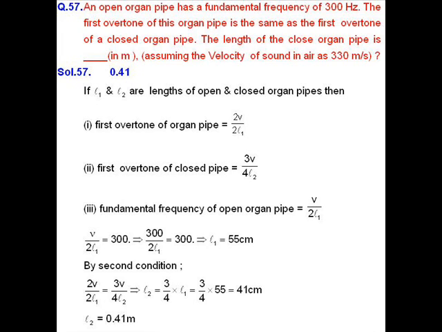By the second condition, for the first overtone of a closed pipe, 2V upon 2L1 equals 3V upon 4L2. That implies L2 equals 3 by 4 into L1, that implies 3 by 4 into 50, that is equal to 41 centimeter. So approximately the length of the closed organ pipe is 0.41 meter.